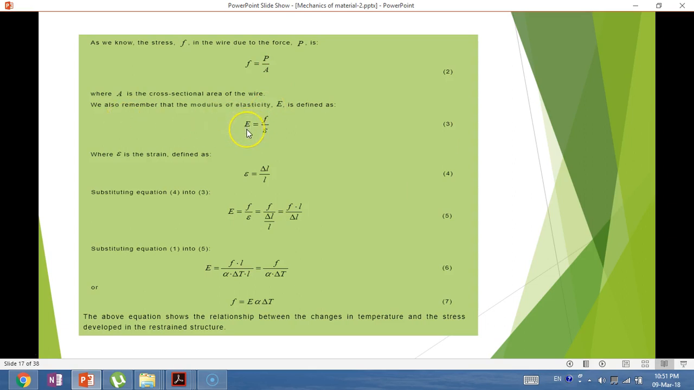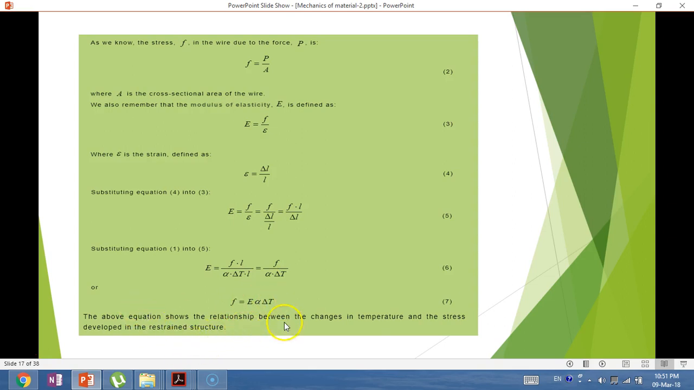Also, we remember that Young's modulus of elasticity is the stress over the strain, while the strain is delta L over L. So we will make a comparison and we'll find that E is F over epsilon, while epsilon is delta L over L. So L will come up. So E will become FL over delta L, while we know that delta L due to the thermal expansion is alpha delta T times L. L will go with L, and then we'll come back to this expression. The stress we are looking for is equal to E, Young's modulus, times alpha times delta T.